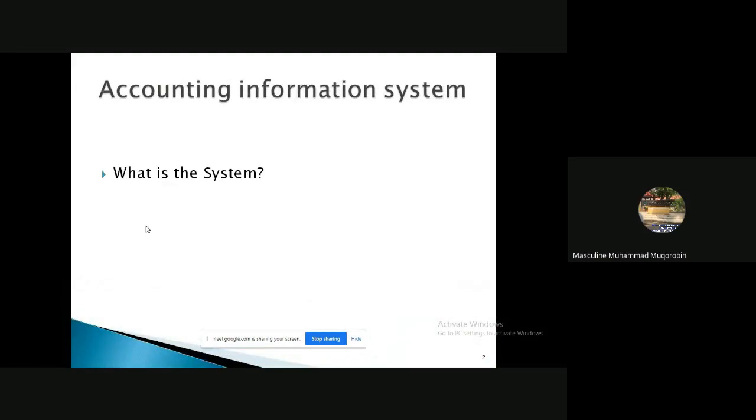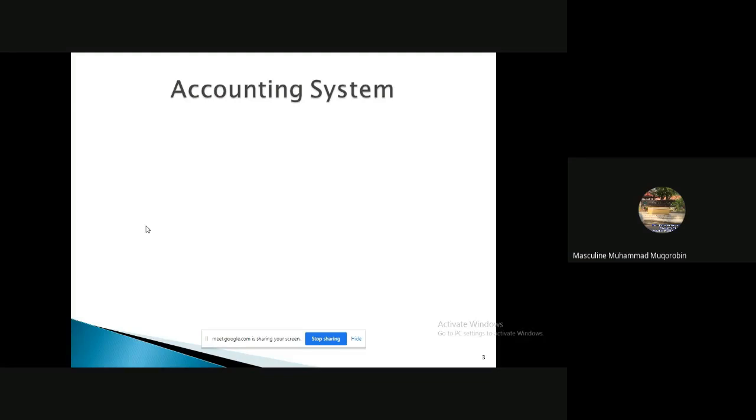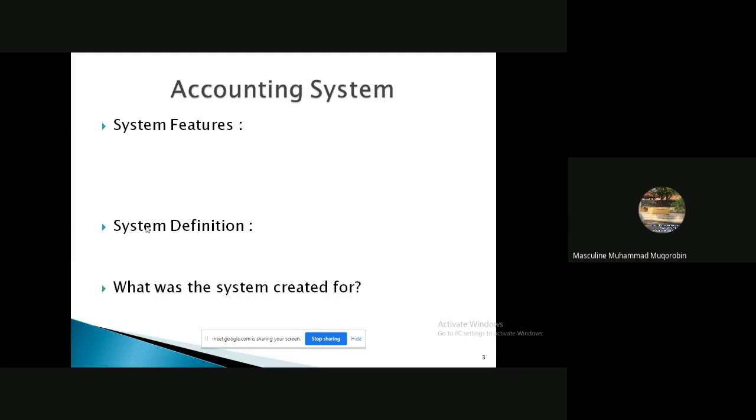what is the system. What is the difference between structure, process, and the system itself? And what is an accounting information system? To answer those questions, we should understand about accounting system first. Accounting system itself is divided into system feature, system definition, and what the system was created for.